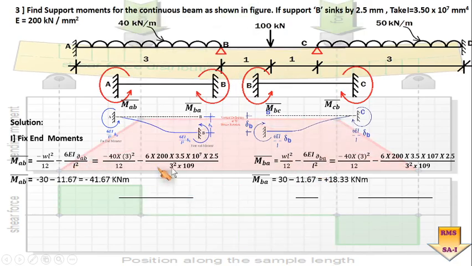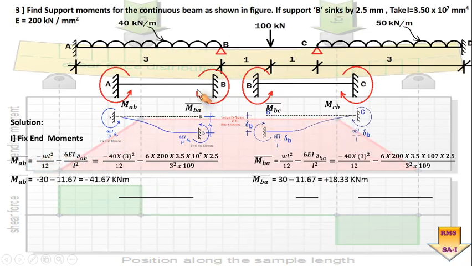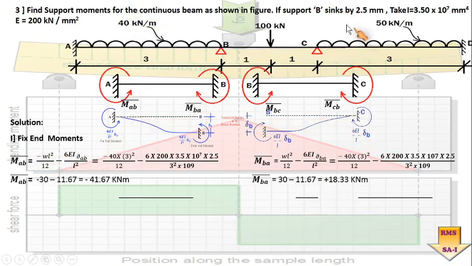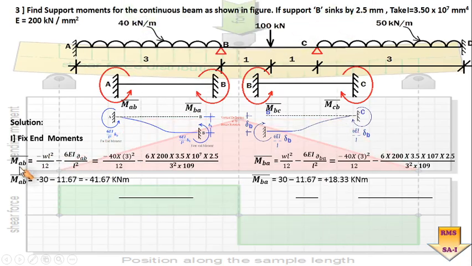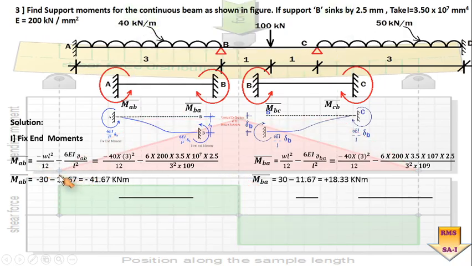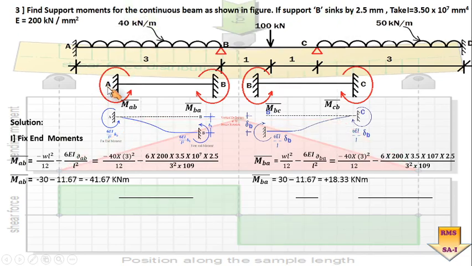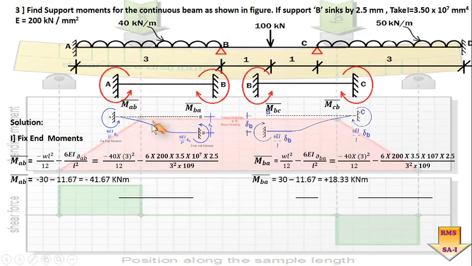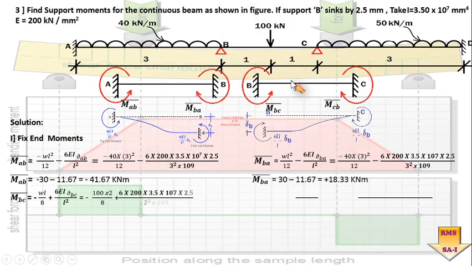Is it okay? So after understanding the sign conventions and the effects to be taken into account when it comes to sinking of the support, we have worked out the values of MBA bar and MAB bar, which are the fixed moments about joint A, considering fixity as well as the sinking of the support. Is it okay? So let us find out for the second span BC.